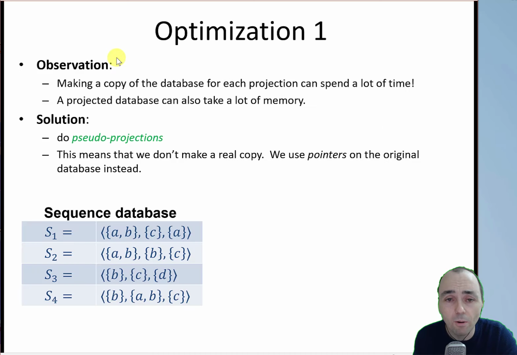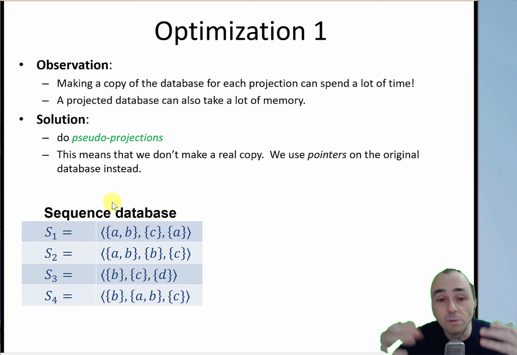So now if we want to make this better, we can add some optimization, okay? It is important and it can make a big difference for the performance. So the first optimization is based on one observation. If we always make a copy of the database to do the projection, it can spend a lot of time and memory.